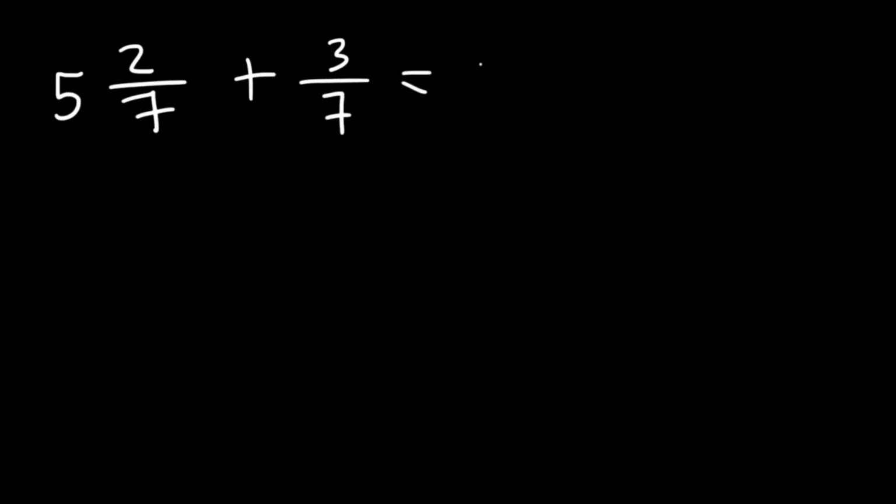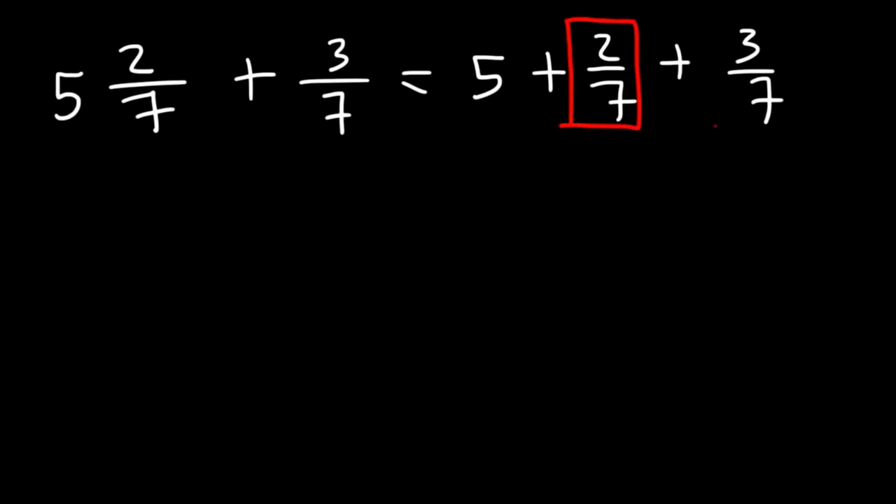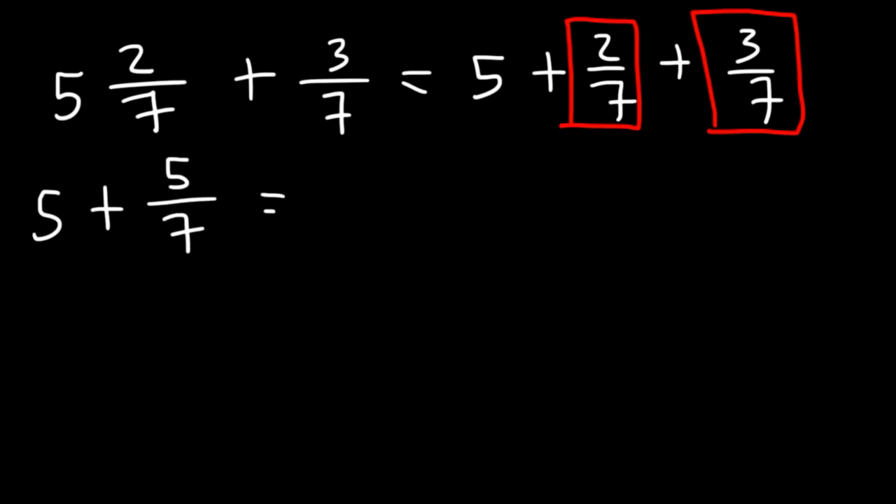5 and 2 sevenths is the same as 5 plus 2 over 7. And so we can add 2 over 7 with 3 over 7 since they have the same denominator. 2 over 7 plus 3 over 7 is 5 over 7. And so 5 plus 5 over 7 can be written as 5 and 5 sevenths. So this is the answer.